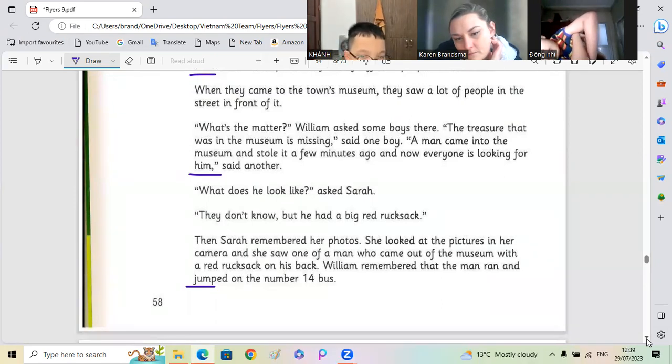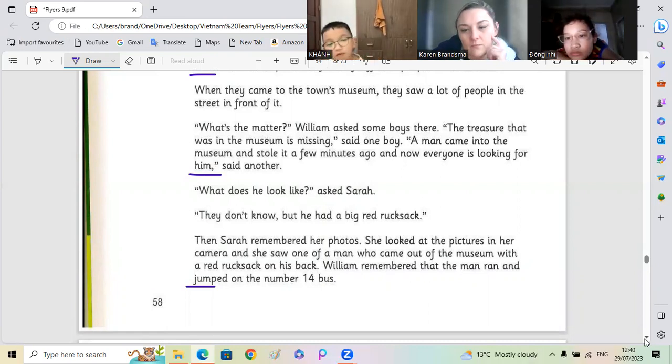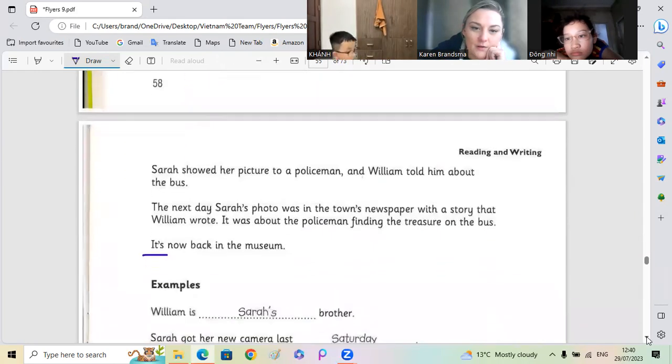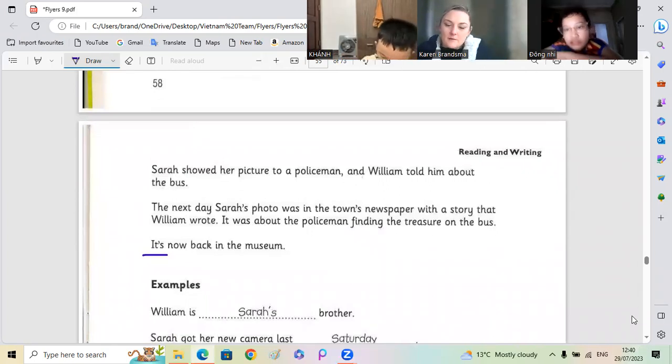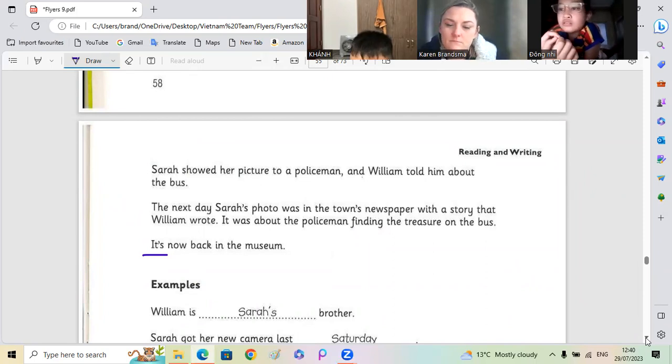Then Sarah remembered her photo. She looked at the picture in her camera and she saw a man who came out of the museum with a red rucksack on his bike. William remembered that a man ran and jumped on the number 14 bus. Sarah sends her picture to the police and William tells them about the bus. The next day, Sarah's photo was in the town's newspaper with a story that William wrote. It was about the postman who finds a treasure on the bus. It's now back in the museum.